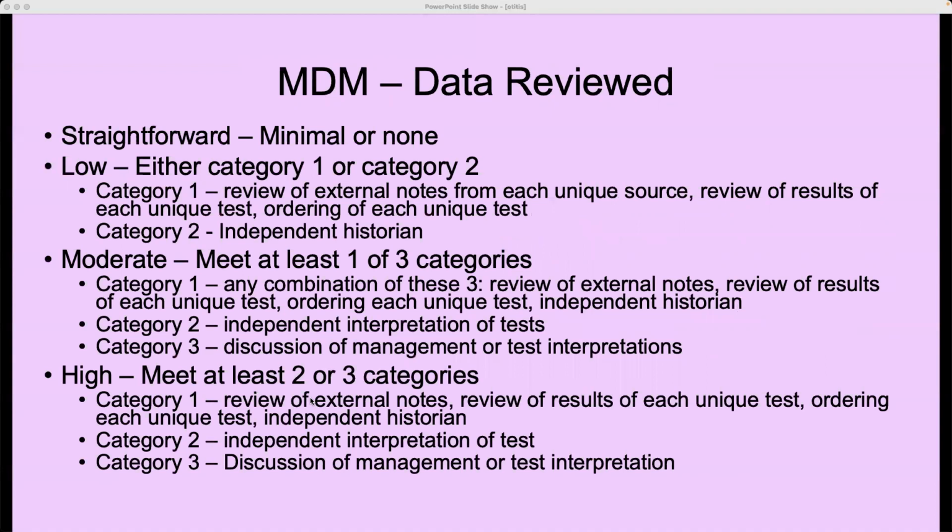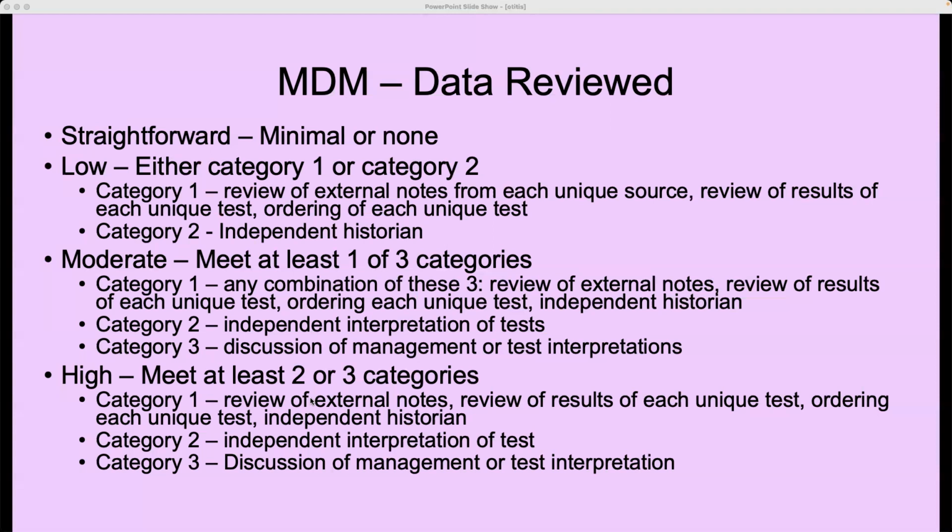Okay, so let's look at the next element: amount and complexity of data to be reviewed and analyzed. This is also straightforward, low, moderate, or high. Straightforward is minimal or no data needs to be collected or reviewed. Low is category 1 or category 2. Remember, this section goes into category 1, 2, or 3 as possible areas. So for low, you have category 1: review of external notes from each unique source, review of results of each unique test, and ordering each unique test. Category 2 is independent historian.